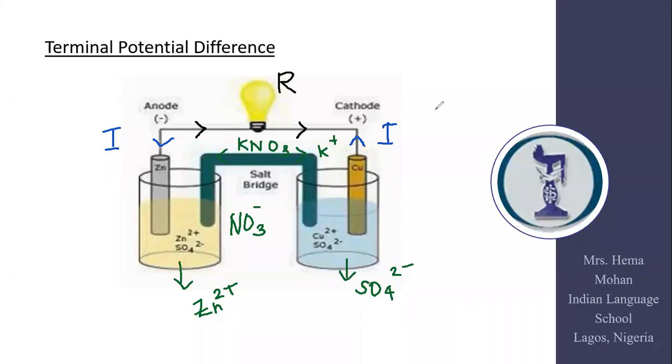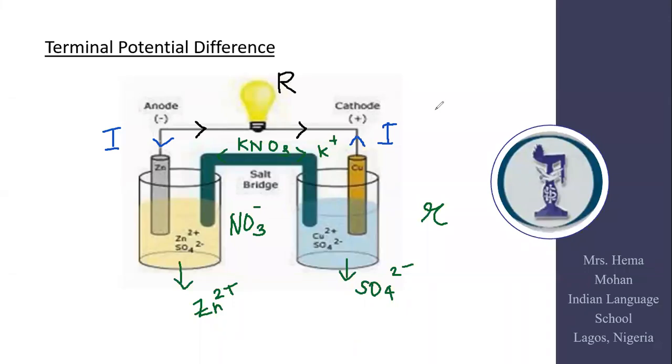Now, what happens in this case is this. Because of the movement of charges, whenever charges begin to move, there is a resistance that comes up in the circuit or the conductor or the electrolytic solution. So internally, there is a resistance that is going to be developed in the cell. We are going to give it the symbol small r, and we are going to call it the internal resistance of the cell.